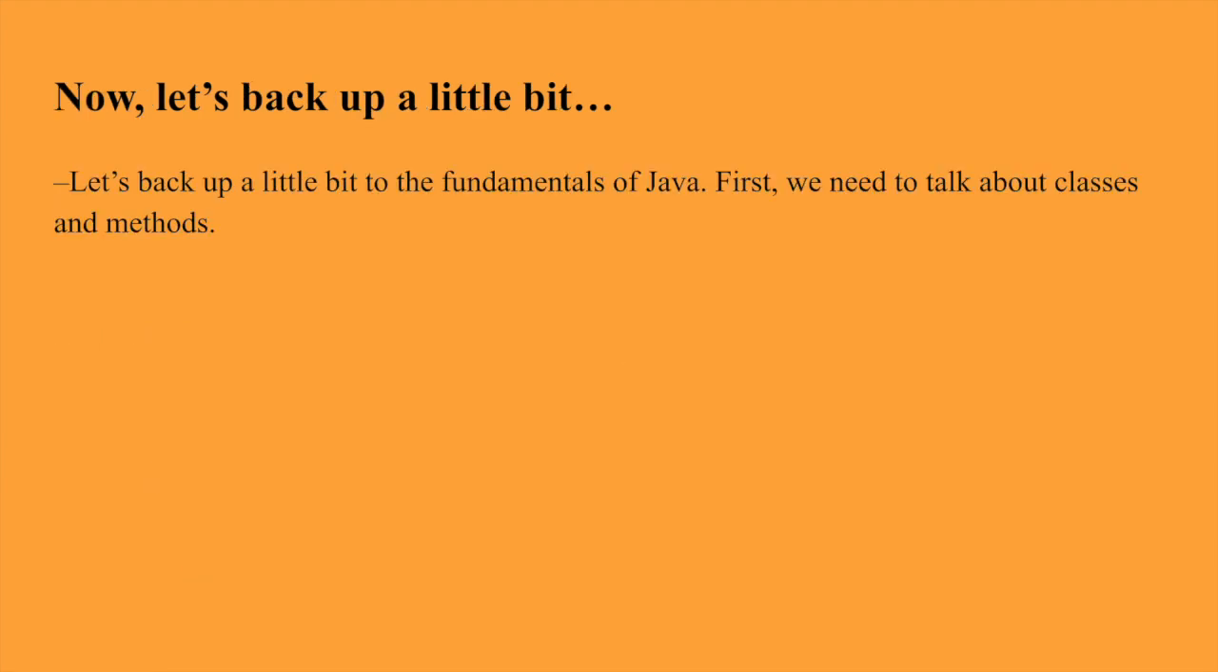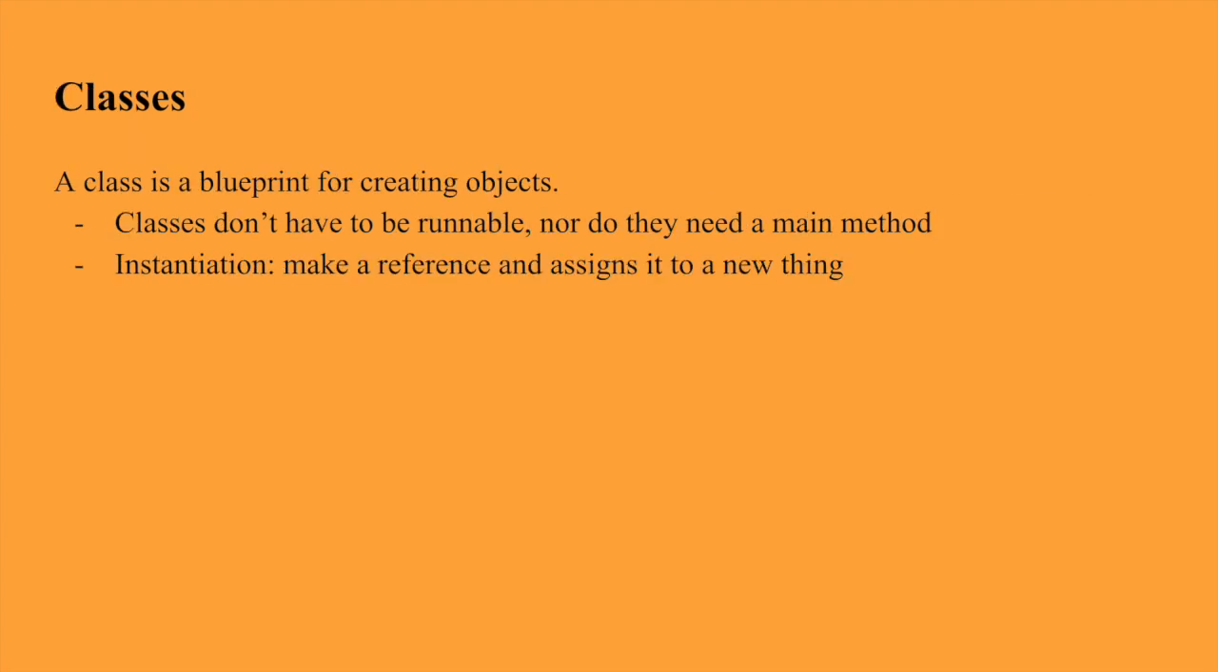All right, but now let's back up a little bit. We've done variables, which is the introductory thing, but now let's back up to the bigger picture, the fundamentals of Java. First, we need to talk about classes and methods. So a class is a blueprint for creating objects, essentially. All code has to be run inside of a class. Classes don't actually have to be runnable, though, nor do they need a main method. However, for the purpose of our course, we will have all classes be runnable and have a main method.